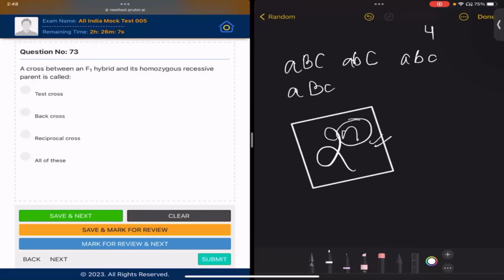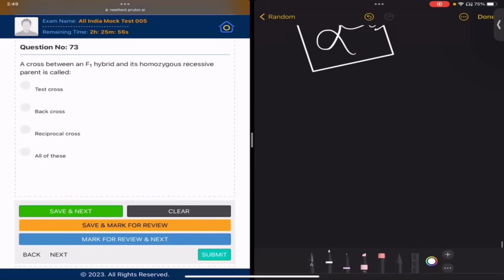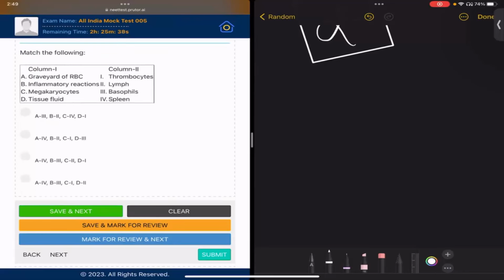Now I can say, a cross between F1 hybrid and its homozygous recessive parent is called. F1 hybrid और homozygous recessive parent के बीच में जो क्रॉस होता है उसको हम लोग बोलते हैं टेस्ट क्रॉस. ठीक है, बैक क्रॉस में it is not specified कि homozygous recessive ही हो. तो बैक क्रॉस is सही कि parent के साथ करते हैं, but ये specify कर दिया तो test cross should be the answer.